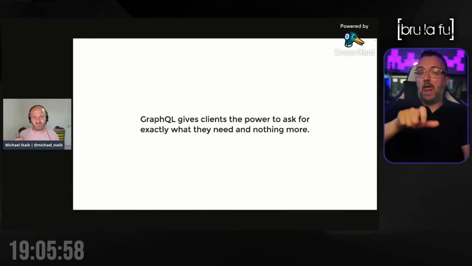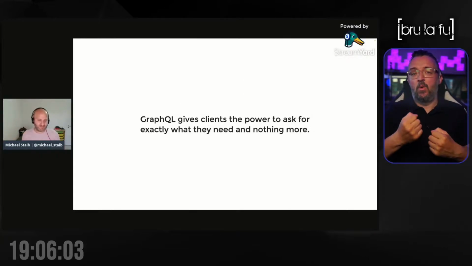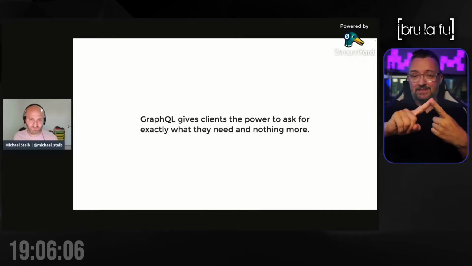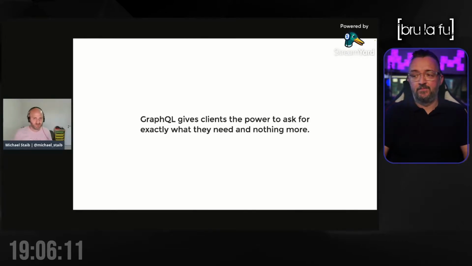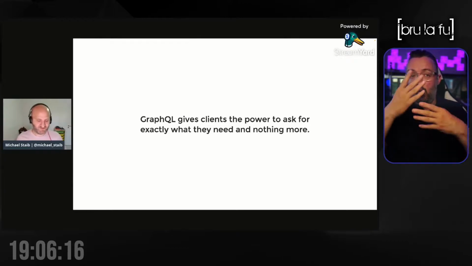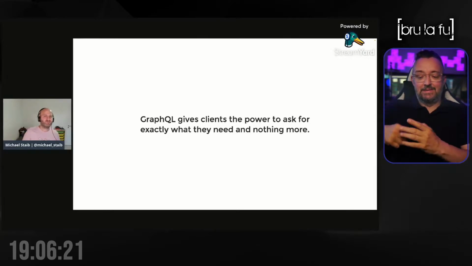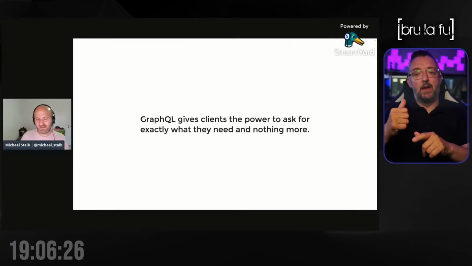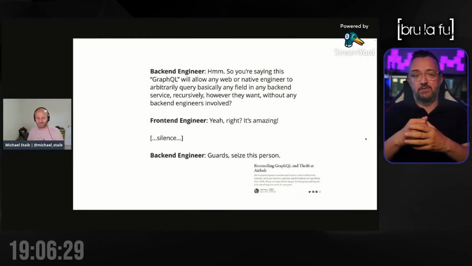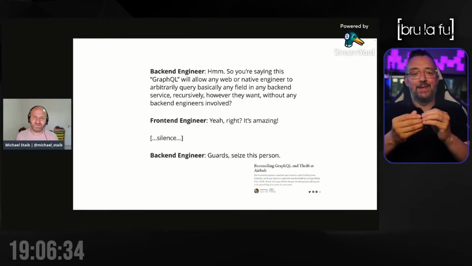So GraphQL gives the clients, the consumers, the power to ask exactly what they need and nothing more. That's really one of the taglines of GraphQL. It is very important, and that's why people that consume GraphQL really love it. But then there are the backend developers. And when we start talking about GraphQL in the .NET ecosystem, it's mostly backend developers. And when they started introducing that at Airbnb, they were a bit taken aback.